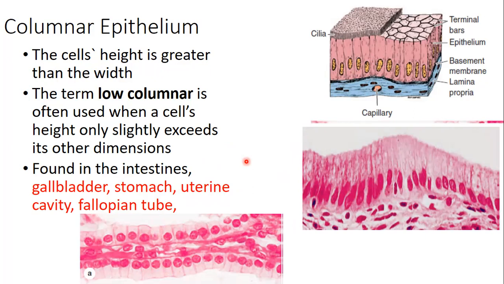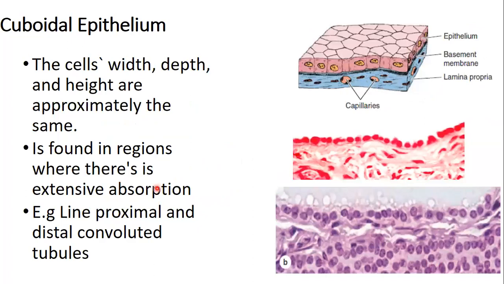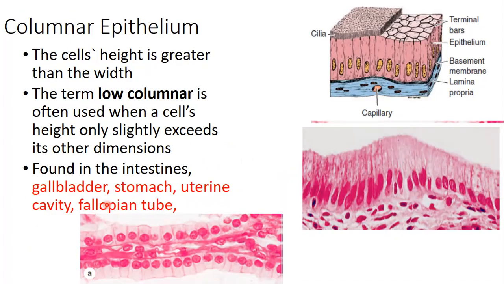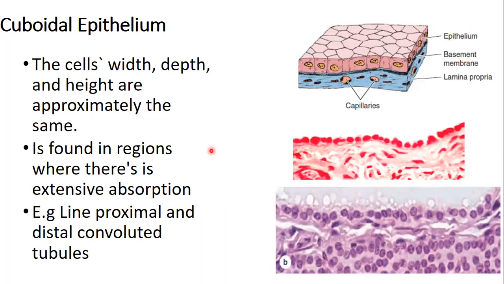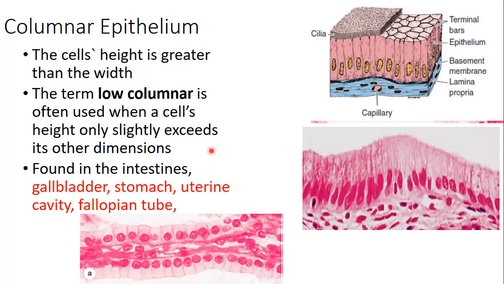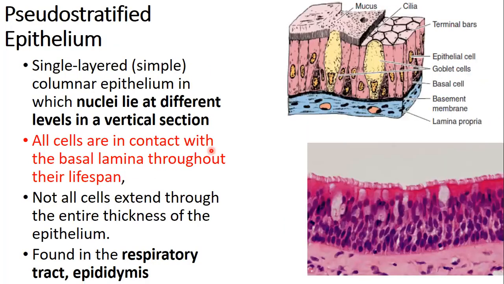Its function is secretion. Now, we said simple cuboidal, the function is absorption. Simple columnar, the function is secretion. We should keep in mind that, apart from absorption, simple cuboidal epithelium can also secrete, but its major function is absorption. When it comes to simple columnar epithelium, its major function is secretion, but it can also be involved in absorption. That is very important.